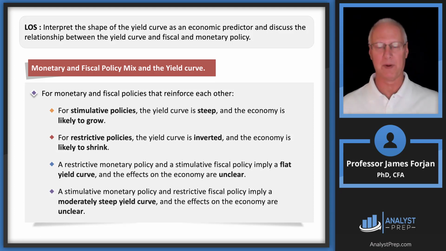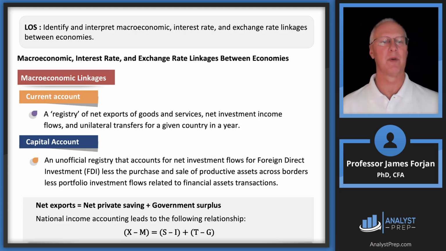A restrictive monetary policy and a stimulative fiscal policy implies a flat yield curve, and the effects on the economy are unclear. However, a stimulative monetary policy and a restrictive fiscal policy probably means a steeper yield curve, moderately steep according to the reading. However, the effects on the economy are still unclear. So I would look at the difference between the flat yield curve and an upward sloping yield curve in scenarios where Congress and the central bank are pursuing different policies.